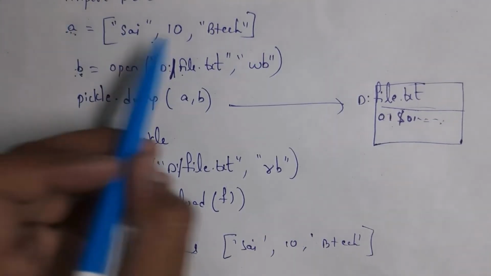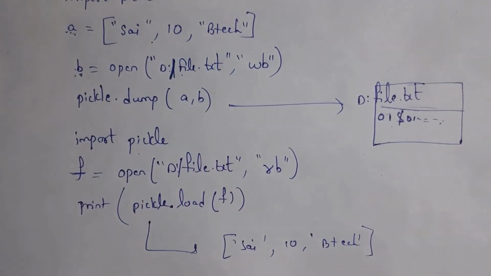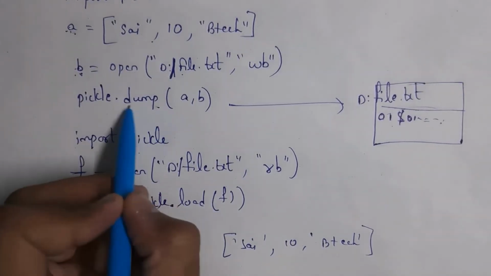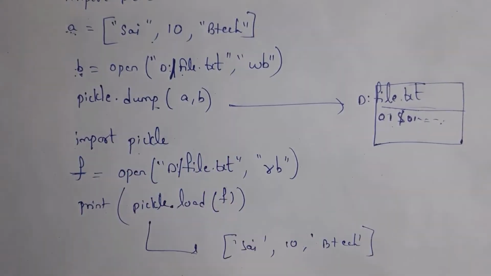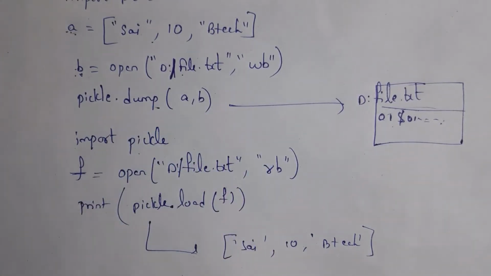If you want to add any objects like list or set or tuple or dictionaries inside your file, just write here pickle.dump of a, b, where pickle.dump is used to pickle objects, and next one is pickle.load, where pickle.load is used to unpickle objects. Next I will explain the marshal module.